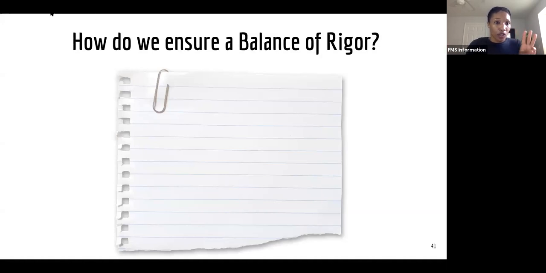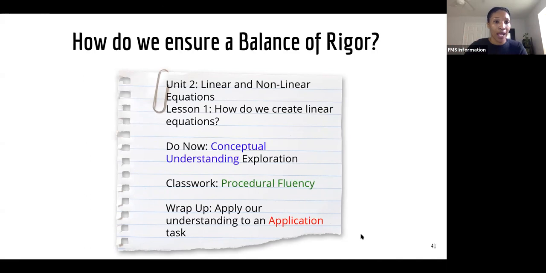So those are the three aspects of rigor. We're going to experience those three aspects very soon, but how do we make sure our teachers have this balance of rigor? Okay, here's one way a teacher can accomplish this balance.